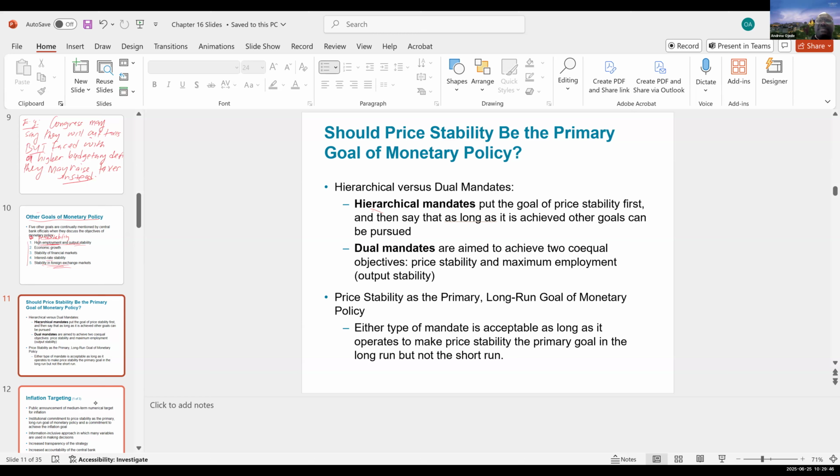So as long as price stability is the primary long-term goal of monetary policy, either type of mandate is accepted, as long as it operates to make price stability the primary goal in the long run, but not the short run. That's right.